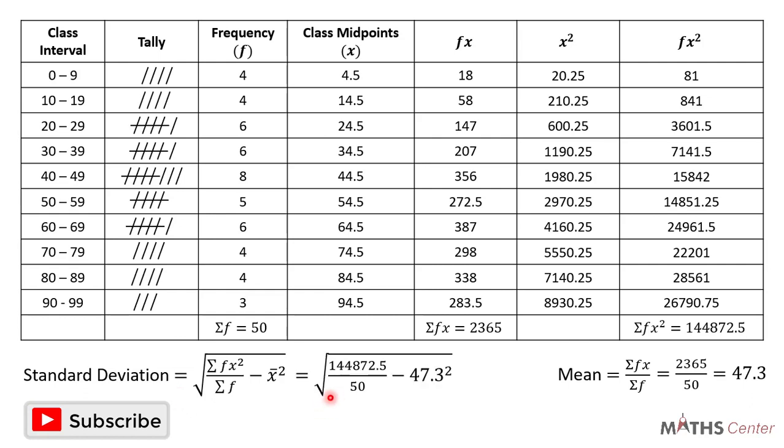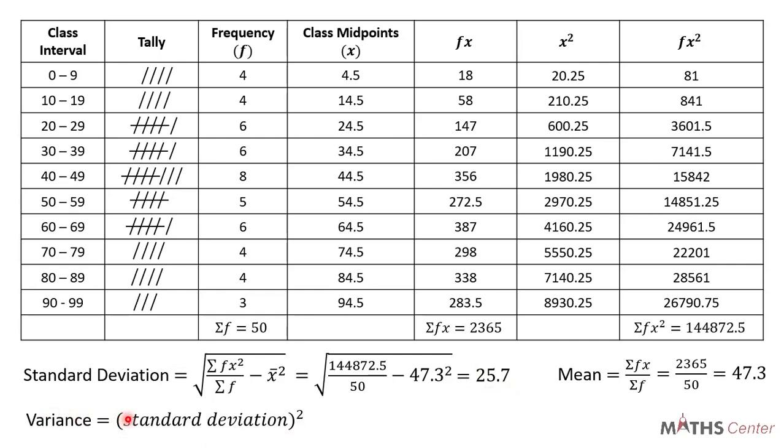So we can now find the standard deviation. The standard deviation will be equal to the square root of sigma fx squared, which is 144,872.5, divided by sigma f, which is 50, minus the mean squared. We have found the mean to be 47.3, so 47.3 squared. And this will give us 25.7. So it means that the standard deviation of the distribution is 25.7.